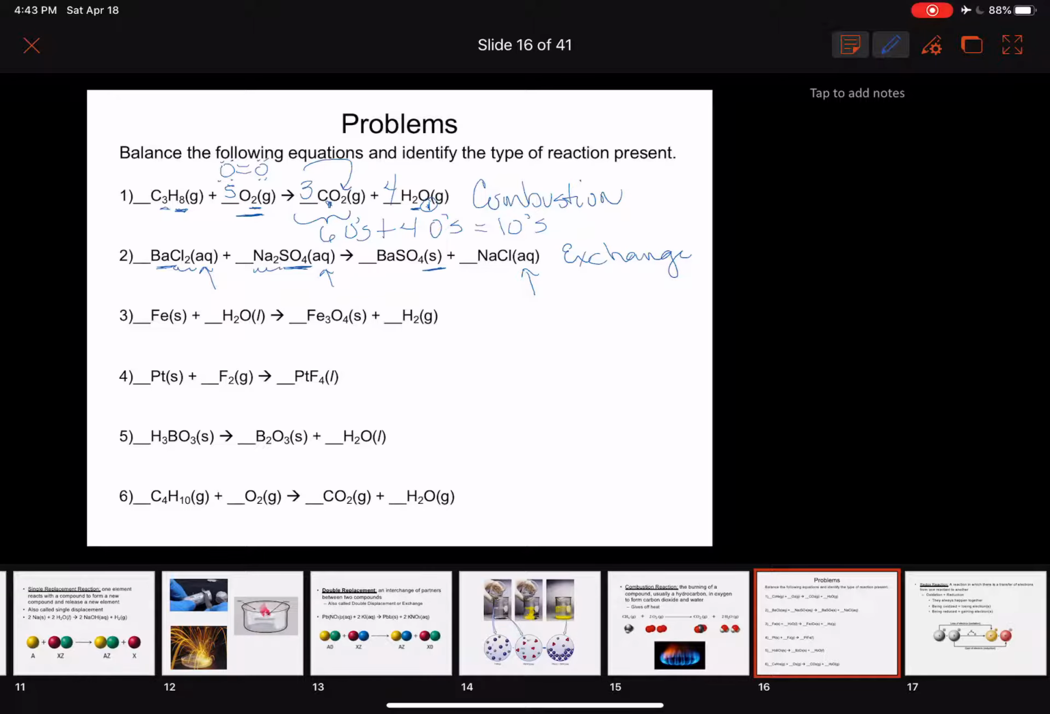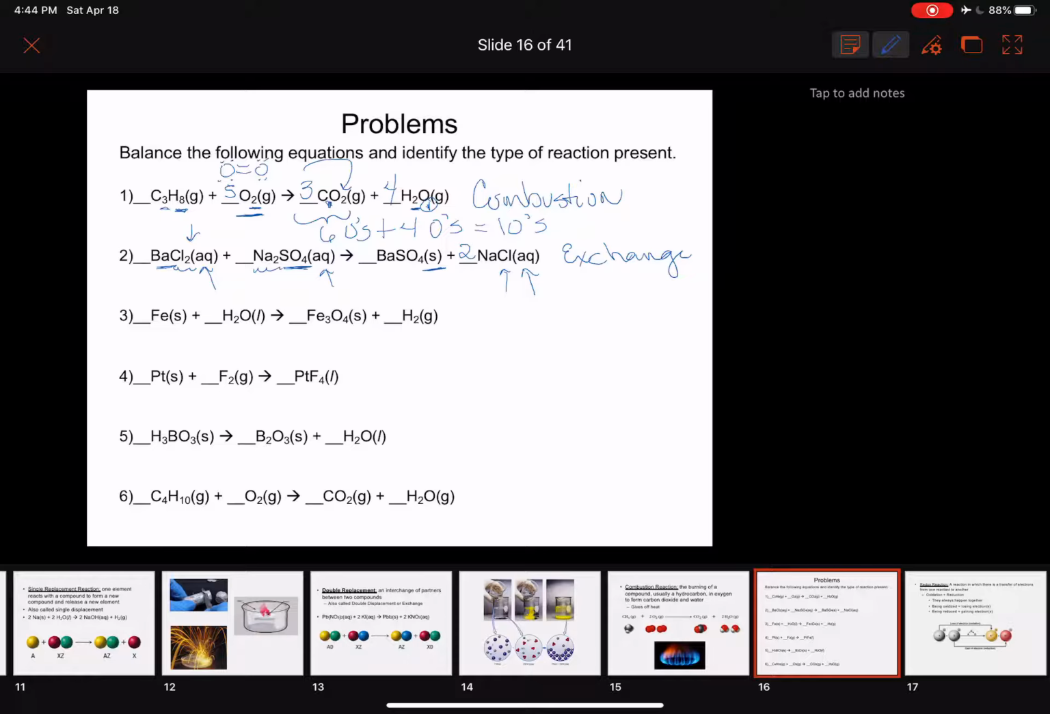So they exchange partners. Now on each side we have a barium. We have 1 and 1, so we're okay there. And then on the reactant side, when we move on to chlorine, we can see that we've got 2 chlorines on the reactant side, but we only have 1 on the product side. So how many sodium chlorides do I need in order to have 2 chlorides, or 2 chlorines? That's 2.